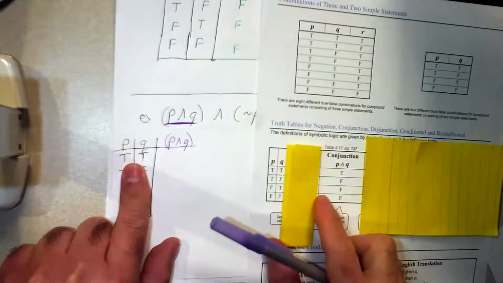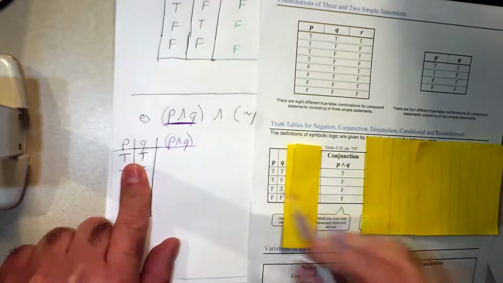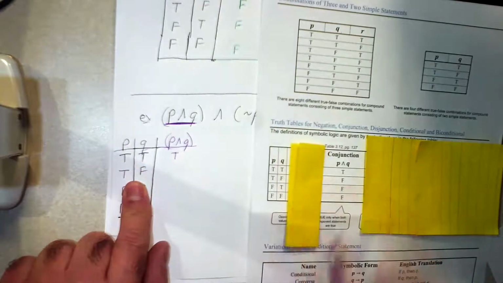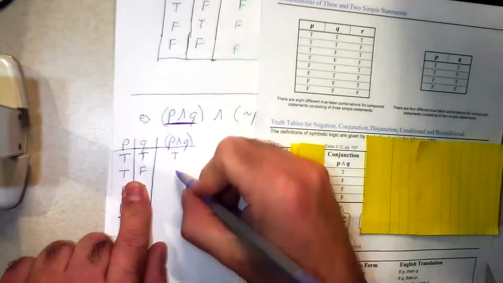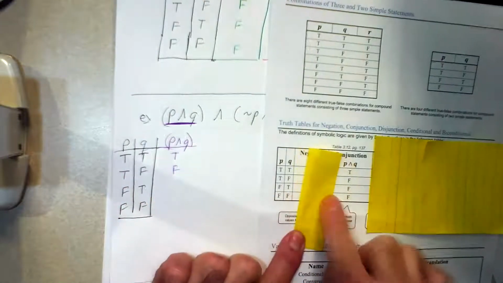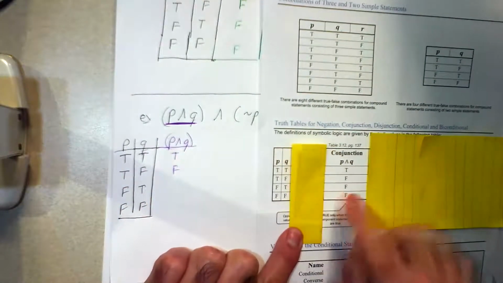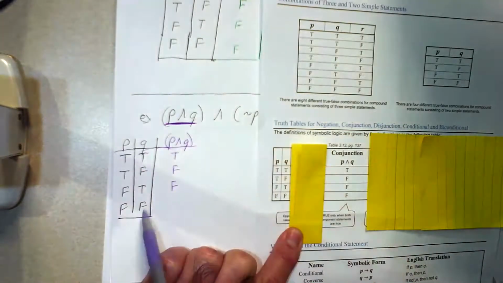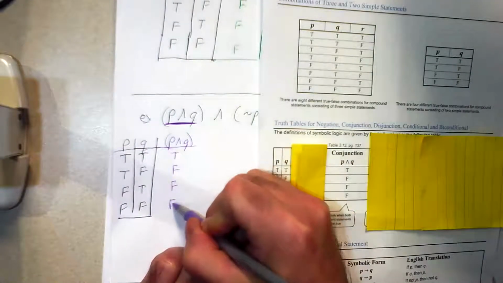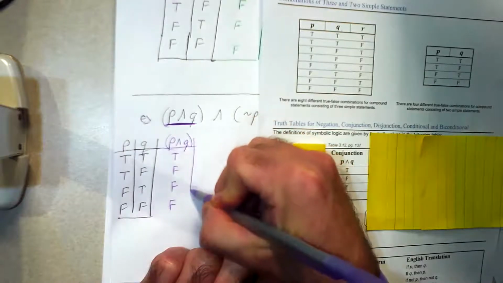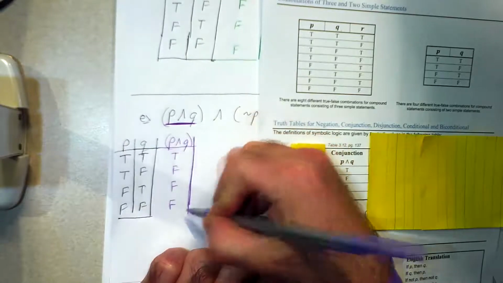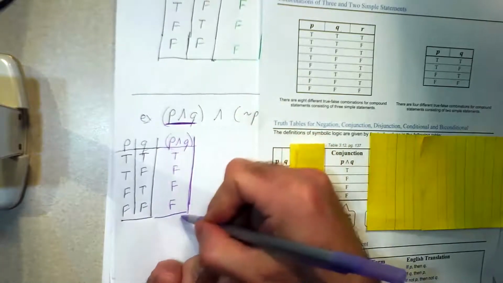TT is T. Next one, TF. TF is F. Next one, FT. FT is F. FF. FF is F. So I got my purple. Okay, put my purple column. I want to use that purple column later.